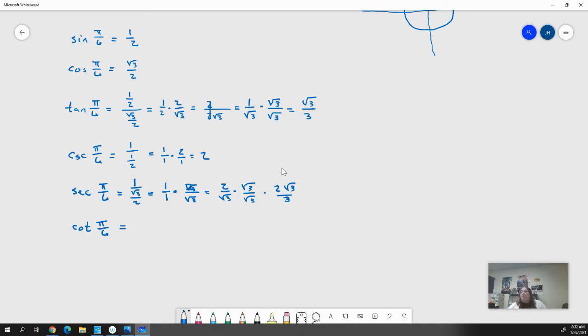What do we know about cotangent? Well, it's 1 over tangent, right? We could just say sine over cosine, but technically it's 1 over tangent. We can look at it that way. If we look at it as 1 over tangent, it's 1 over rad 3 over 3. If we looked at it as sine over cosine, it would be 1/2 over rad 3 over 2. But either way, it works out.